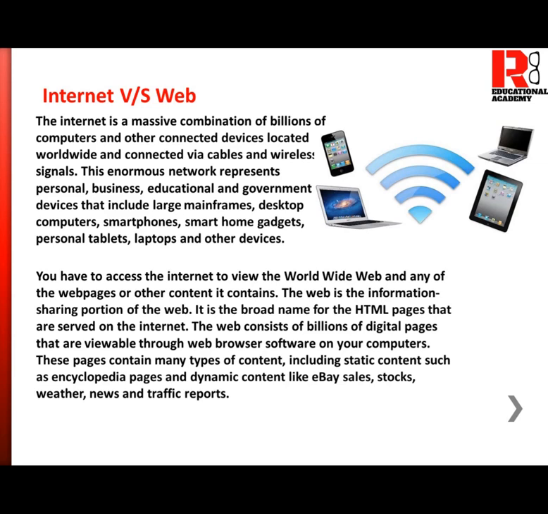The web is the information sharing portion of the internet. It is the broad name for the HTML pages that are served on the internet. The web consists of billions of digital pages that are viewable through web browser software on your computers. These pages contain many types of content, including static content such as encyclopedia pages and dynamic content such as eBay, sales, stock, weather, news, and traffic reports.